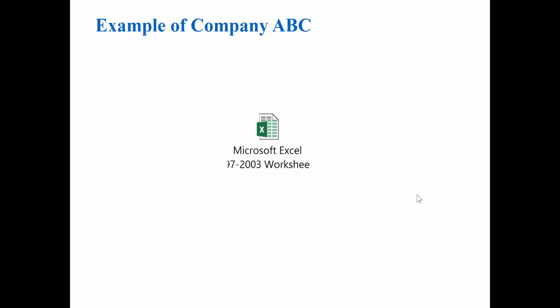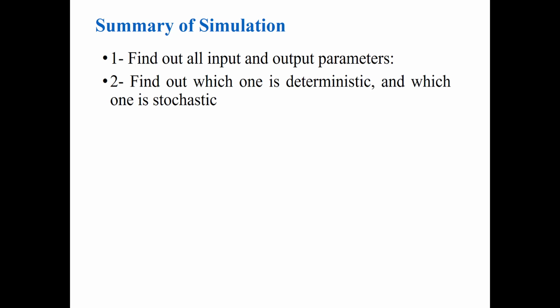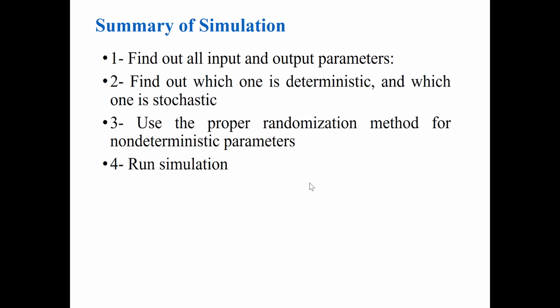Now, after doing simulation, we need to do some analysis. So let's have the summary of the simulation. First we need to find out the input and output parameters and find out which one is deterministic and which one is a non-deterministic one. For those that are non-deterministic, we have to use a proper randomization method, basically how we can generate a value for those non-deterministic ones, and then we run the simulation.